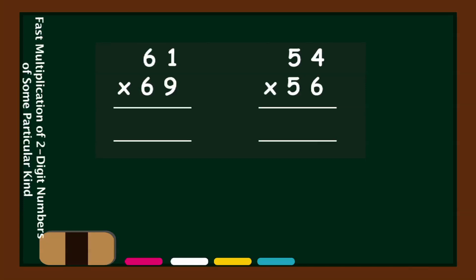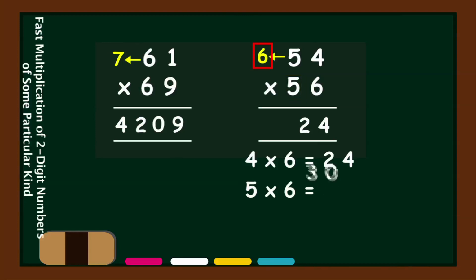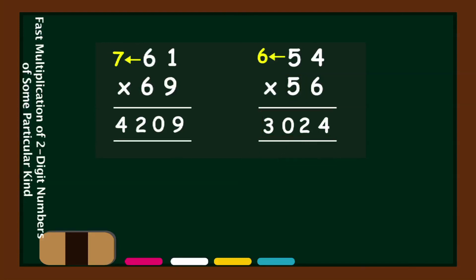But the difference is, here 9 into 1 is 9, 6 into 4 is 24. So this is a single digit and this has 2 digits. But we take 2 digits. So we write 9 into 1 as 09. So 9 into 1 is 09 and 6 into 7 is 42. This is our answer. Here 4 into 6 is 24 and 5 into 6 is 30. The answer is 3024. Like this we can do the multiplications in fraction of seconds.